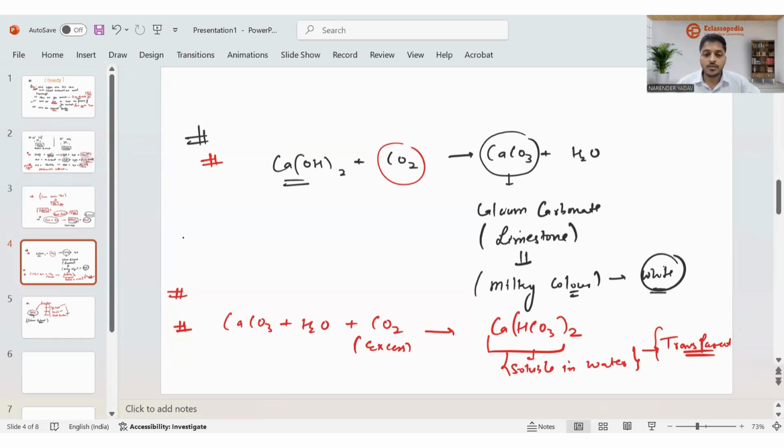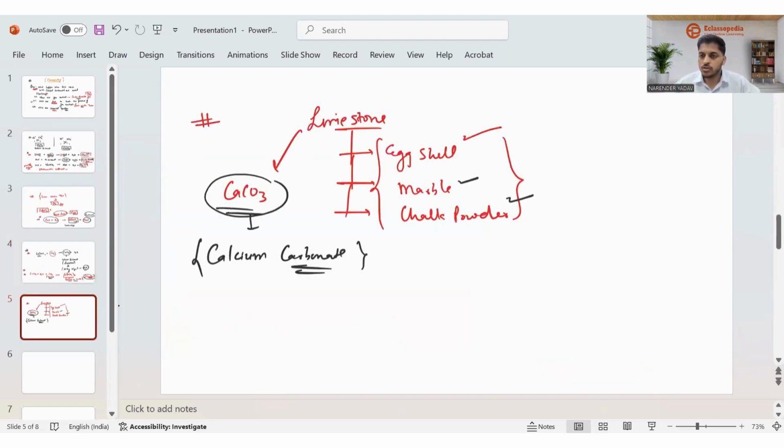What will happen if excess CO2 is passed? Excess CO2 will convert the solution into calcium hydrogen carbonate, and its property is that it is soluble in water, which makes the solution transparent, because everything soluble in water will give the color of water only. So this is the basic idea and these are the basic uses.